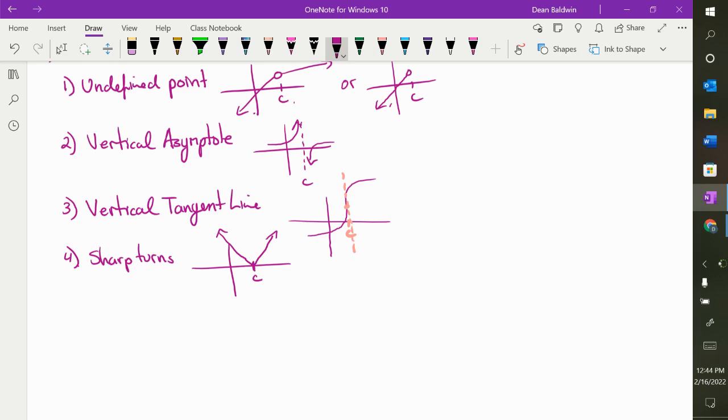Now that's very hand-wavy. There is a formal way to determine that, but you need to know a little bit more about derivatives, so we're not going to worry about that right now. So just know sharp turns.